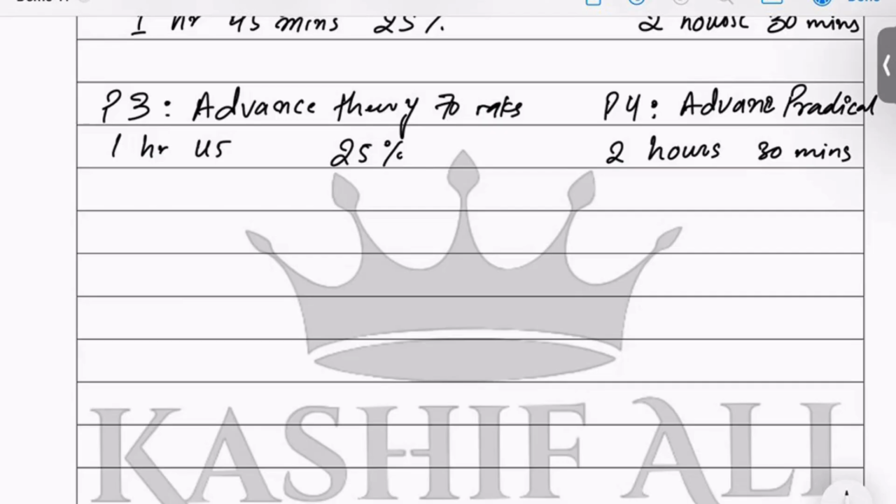System life cycle, a small introduction. I can give you an example over here, like the system life cycle.